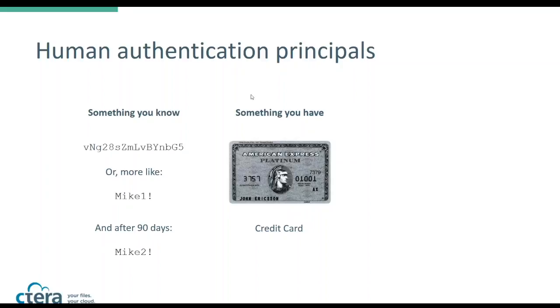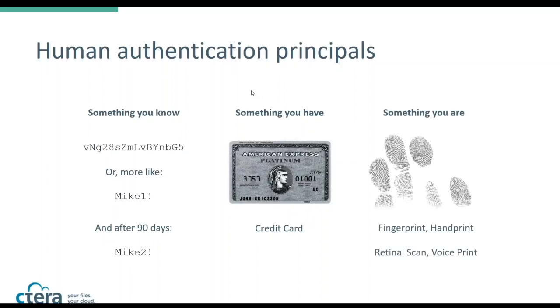And we also saw the iPhone example that's called something that we are. Things like our fingerprint that uniquely identifies us as a person, as a human being, our handprint, or if we take it even more to the extreme, things like our retinal scan, scanning our eyes to ensure that we are who we say we are.